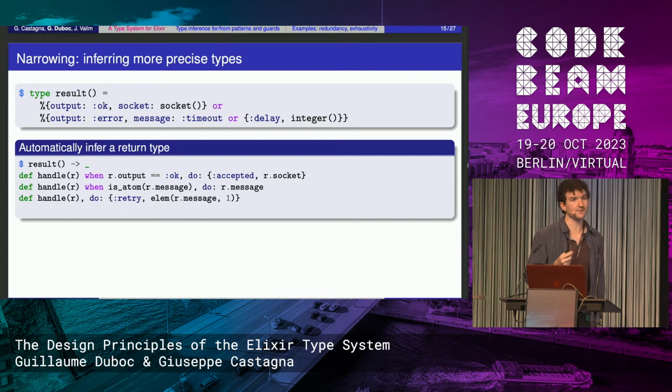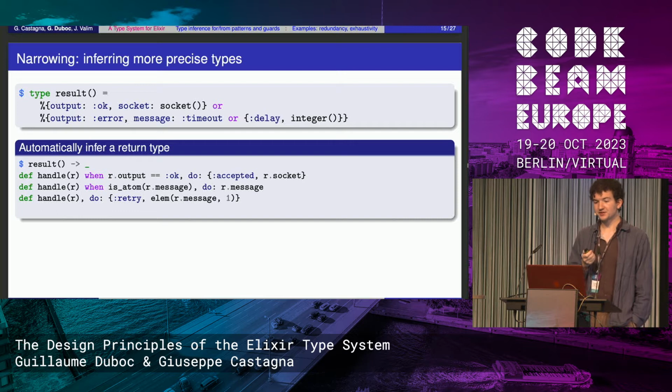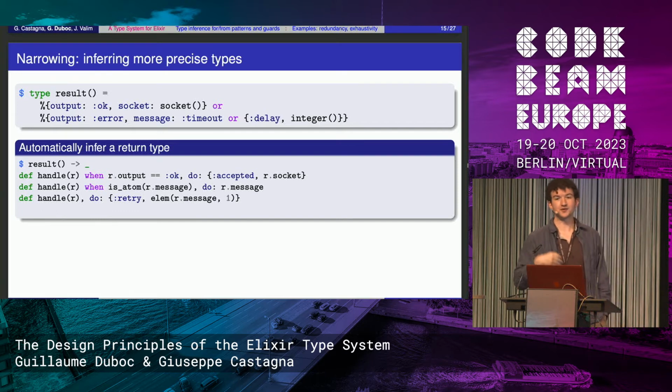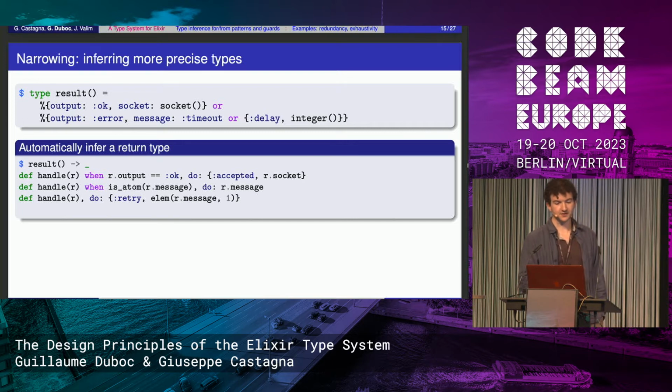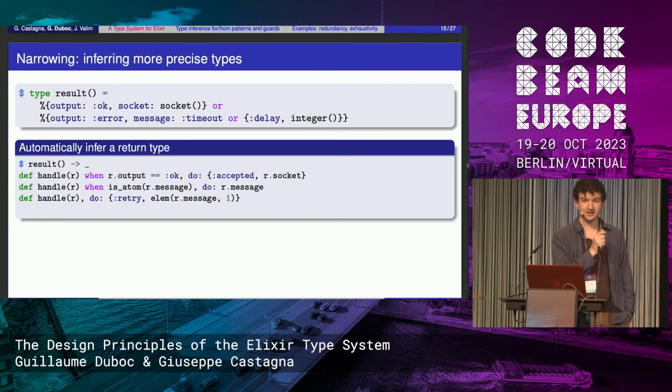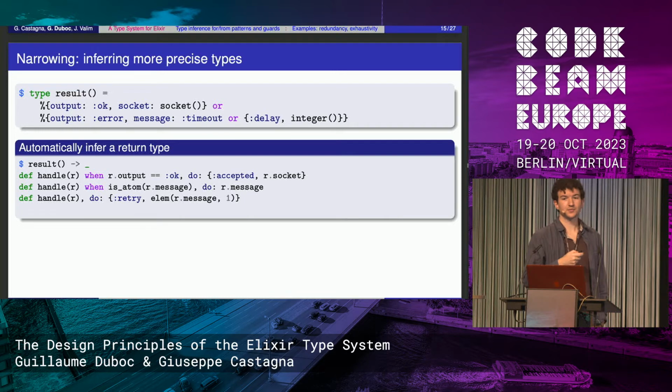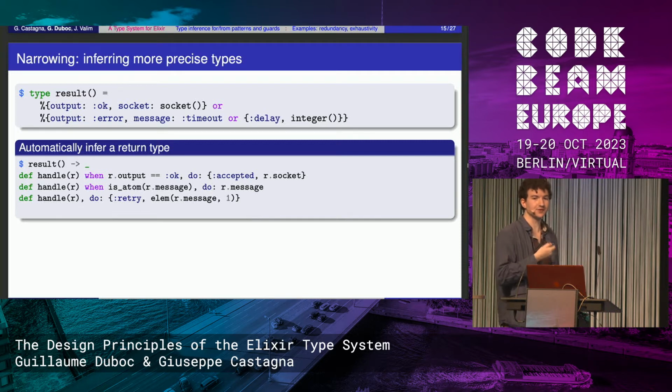In fact, the patterns and guards give so much information that we can often guess the precise return type of a function. So let's say that you've written this code, and this type annotation here is a bit of a feature: if you want to just write the input type of a function and let the type checker guess the return type for you, you can write this underscore here.